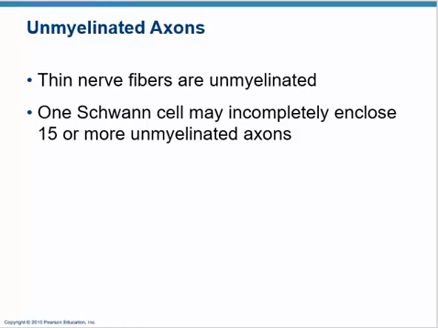Now, not all axons are myelinated. There are some unmyelinated, and these tend to be short, relatively slowly transmitting cells. We use them for integration. We find them mostly in the autonomic nervous system, and they are the short second neuron in the chain.